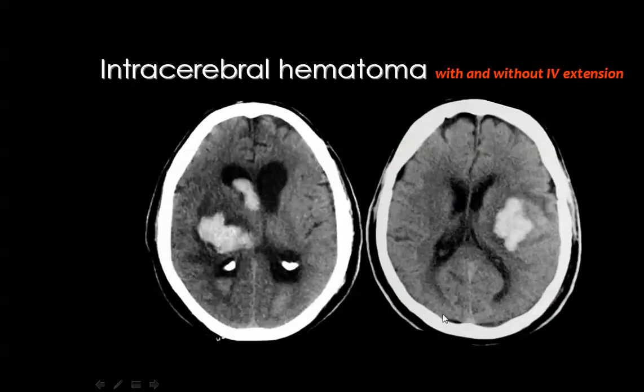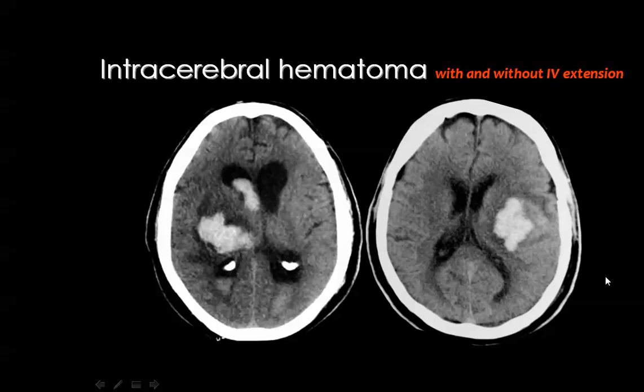Then some hematomas can extend inside the ventricle and others cannot extend inside the ventricle. The radiologist's role here is just to comment on the hematoma and if it has extended inside the ventricle or not. What are the factors controlling the extension of the hematoma inside the ventricle? No known factor can control this.